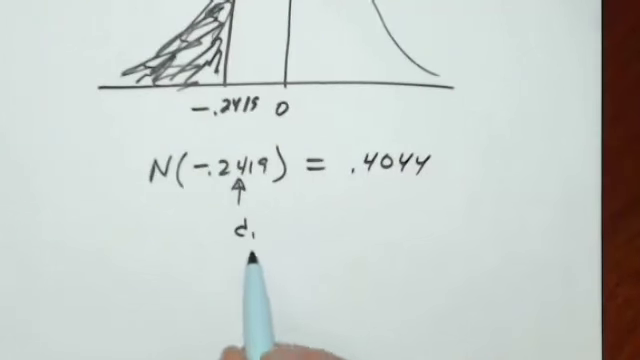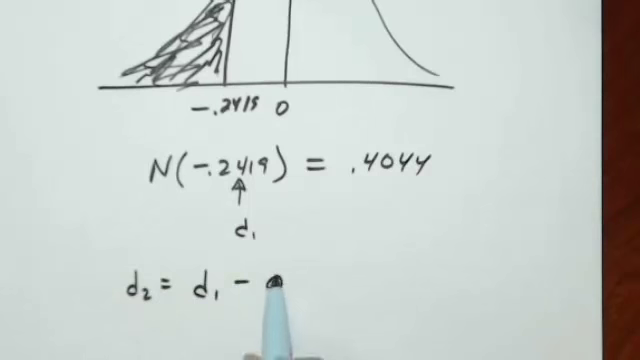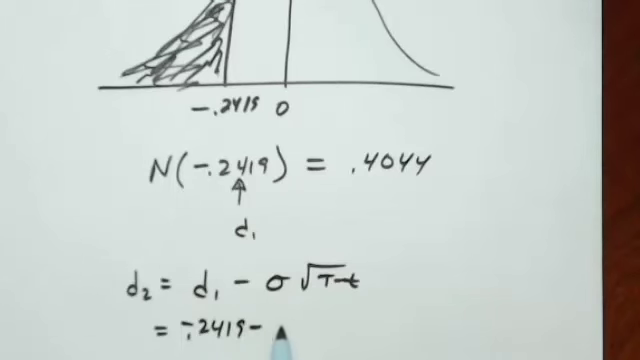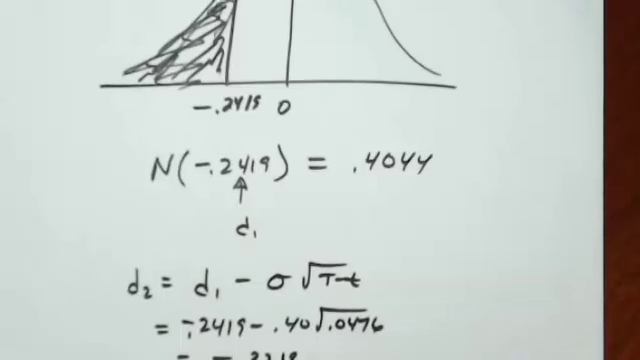Now that's one of the biggest hurdles. Now we need to calculate d2, and d2 is equal to d1 minus sigma square root of T minus t, and that equals minus 0.3219, and the cumulative normal density of this variable is equal to 0.371.